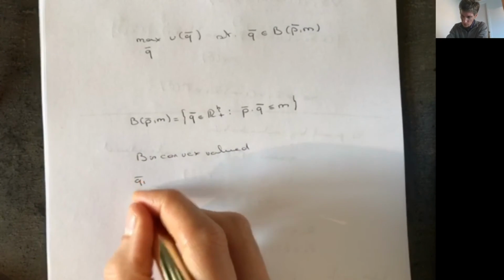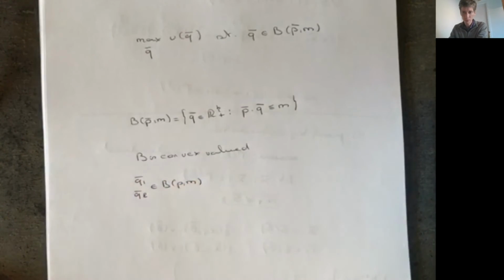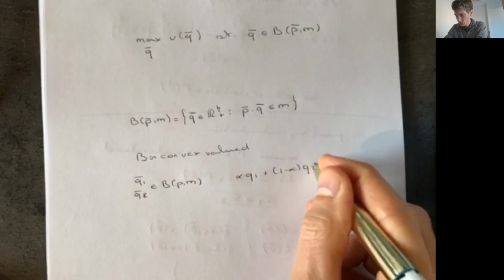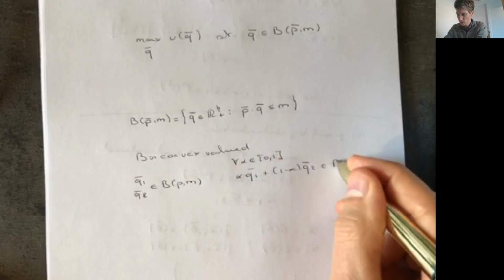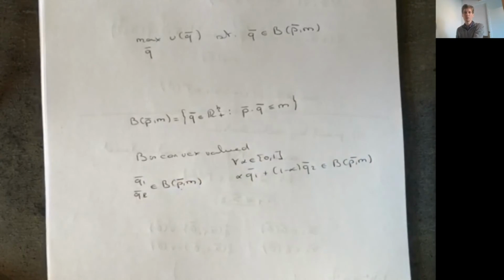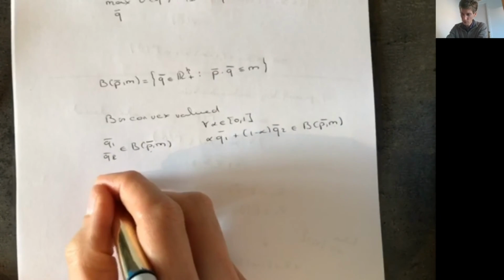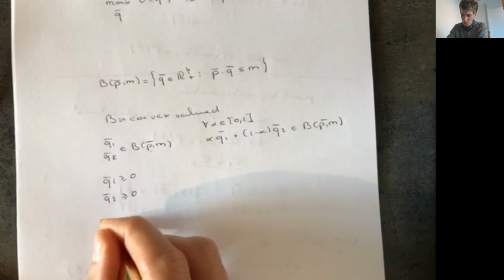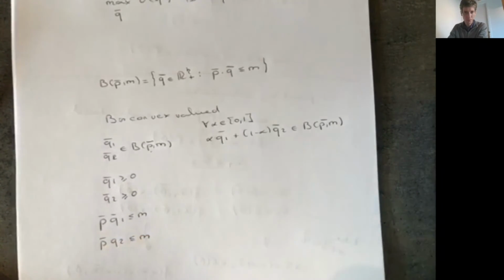So what do we do? We take two bundles q1 and q2 in B(p,m), and then you have to show that alpha q1 plus 1 minus alpha q2, for all alpha between 0 and 1, is also in the budget set, right? So for every price and income, this set has to be convex. This is quite easy. If q1 and q2 are here, then we have that q1 is greater or equal to 0, q2 is greater or equal to 0, p q1 is lower or equal to m, p q2 is lower or equal to m, right?